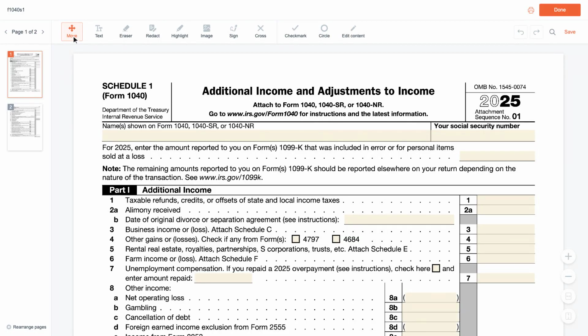Today we'll fill it out for two common situations: reporting unemployment compensation in Part 1 and deducting student loan interest in Part 2. At the top, enter the name and Social Security number exactly as they appear on your Form 1040.